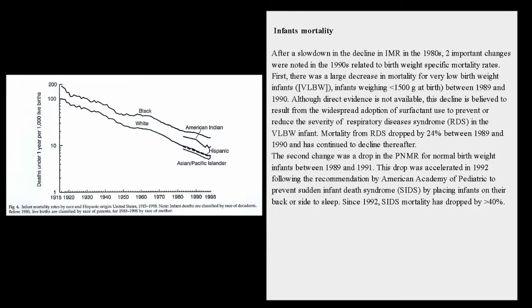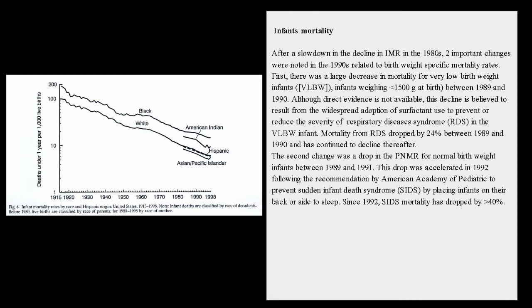After a slowdown in the decline in IMR in the 1980s, two important changes were noted in the 1990s, related to birth weight-specific mortality rates. First, there was a large decrease in mortality for very low birth weight infants, VLBW, infants weighing less than 1,500 grams at birth, between 1989 and 1990. Although direct evidence is not available, this decline is believed to result from the widespread adoption of surfactant use to prevent or reduce the severity of respiratory distress syndrome, RDS, in the VLBW infant. Mortality from RDS dropped by 24% between 1989 and 1990, and has continued to decline thereafter.